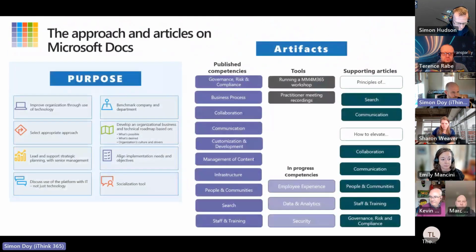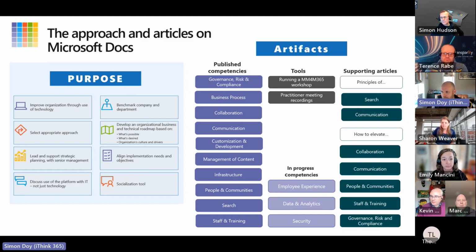We're here every month. So since we last met you all in November, we've been doing a lot of thinking and talking about what we're going to be up to in 2023. We've got these various tools around running a Microsoft 365 workshop.